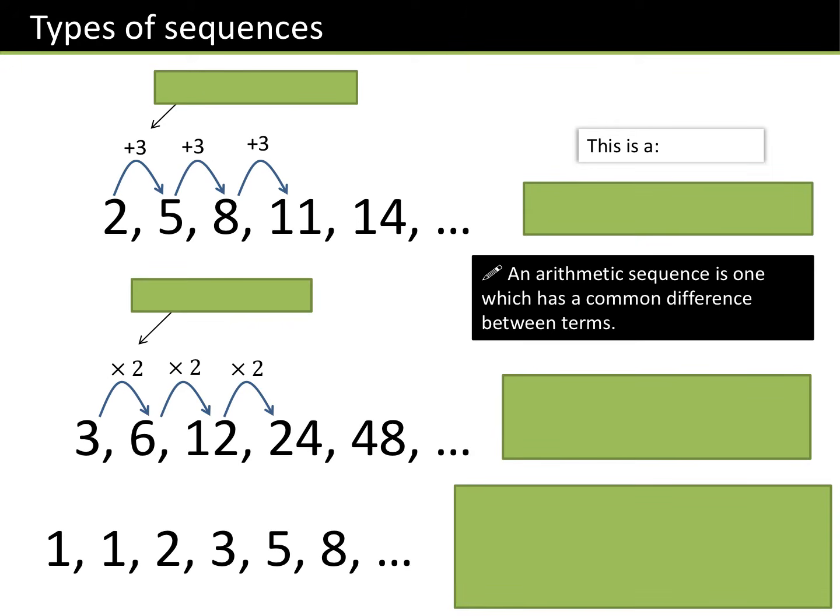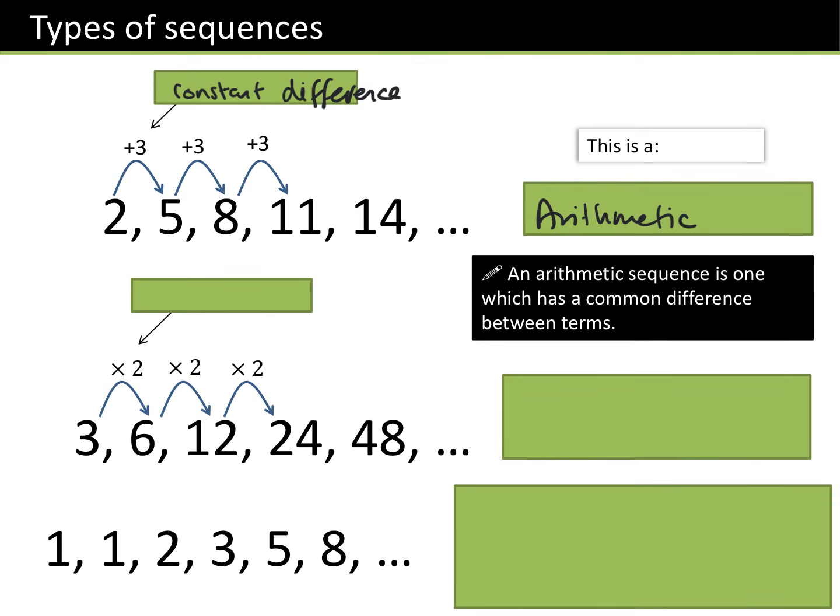So we should all be happy here that we move up by a constant each time. This is a constant difference, isn't it? Okay, and this is arithmetic. Now, we've seen these in the IGCSE.